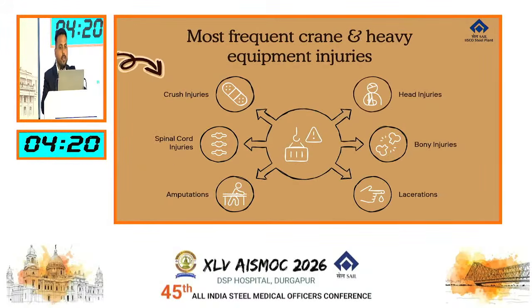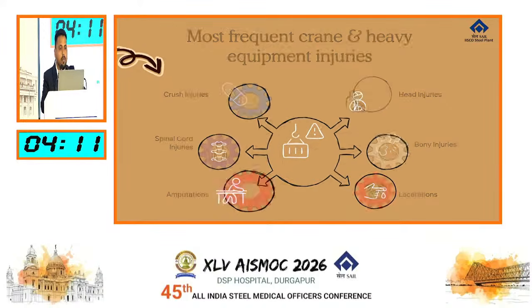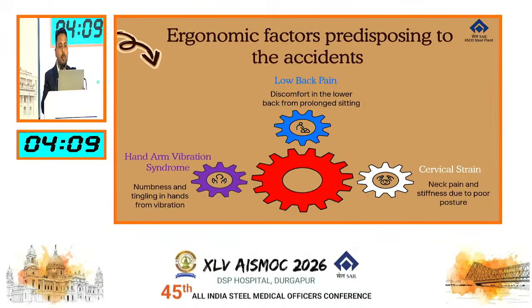Some of the most frequent crane and heavy equipment injuries were head injuries, bony injuries, lacerations, amputations, spinal cord injuries, and crush injuries. Here are some of the ergonomic factors which predispose to these sorts of accidents. To name a few, low back pain, cervical strain, and hand-arm vibration syndrome.